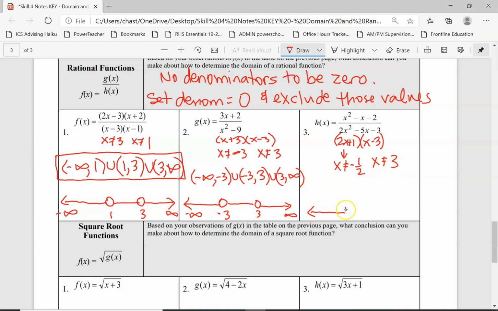So some of you might be number line people. That might help you visualize where you cannot have values. So when I write my domain, it's going to go negative infinity to negative a half. And then negative a half to 3. And then 3 to infinity. Okay? And that's how we're going to find our domain for any rational function.